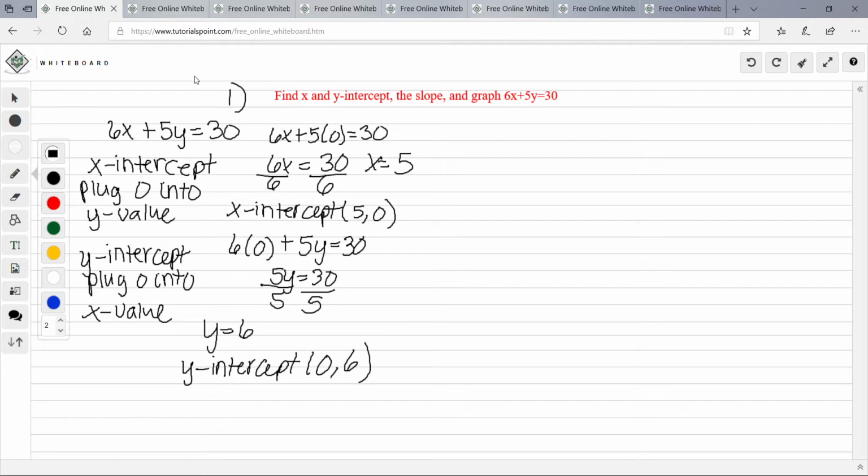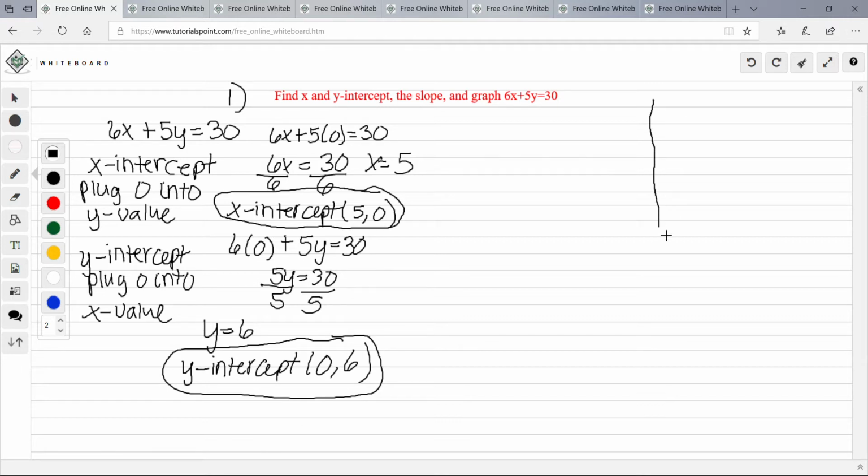So we found our x-intercept, right? (5, 0), and our y-intercept (0, 6). Now we've got to graph it. Graphing won't be too hard because we have 2 points. There's actually 2 ways you can graph it, so I'll show you the other way in just a sec.